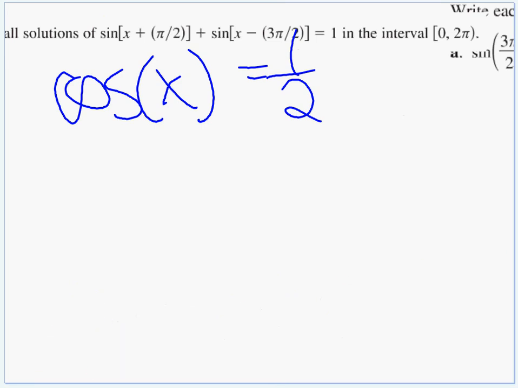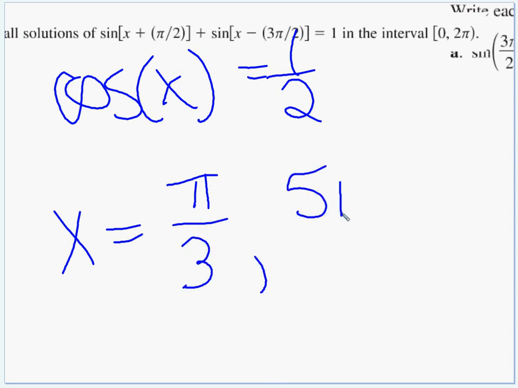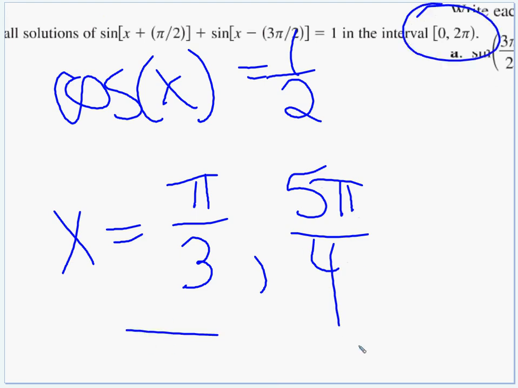It's time to find our unit circle spots. Where does cosine equal a half? 2 spots. Cosine values are x values, so we have one in quadrant 1. That's pi over 3. And then we have one down in quadrant 4, 5 pi over 3. Remember, we were restricted to 0 to 2 pi, so there are the 2 answers that work.